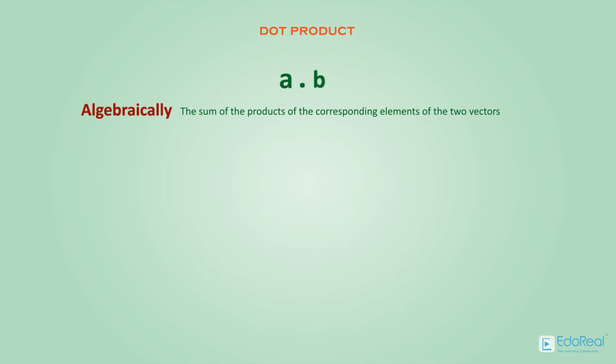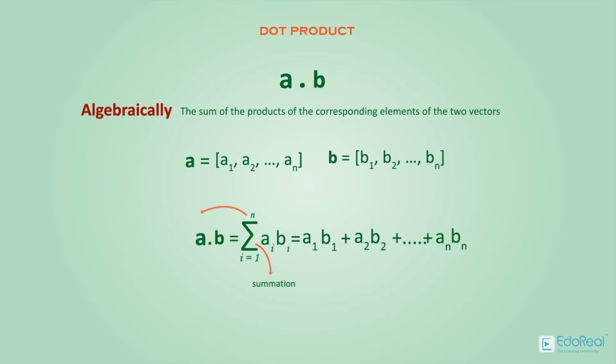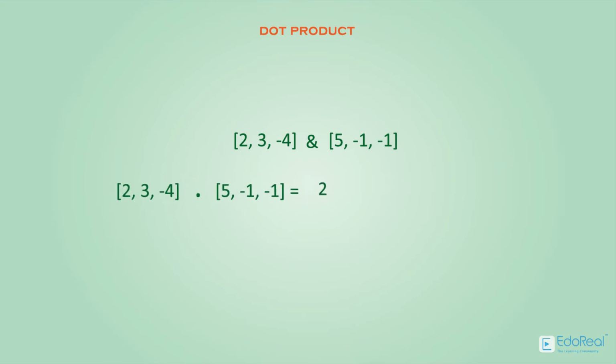Let us assume two vectors, A and B. The dot product of two vectors is represented using the sigma symbol. Here, sigma denotes summation, and n is the dimension of the vector space. For example, let us assume two vectors, consisting of 2, 3, -4, and 5, -1, -1 respectively. The corresponding elements in both the vectors get multiplied. The result will be a single number, 11.